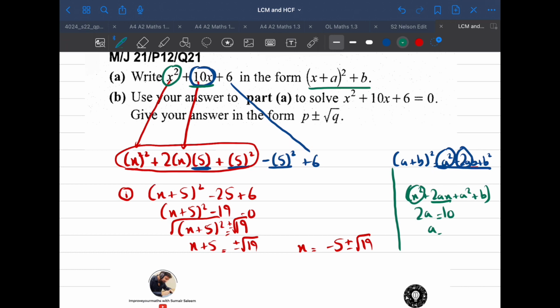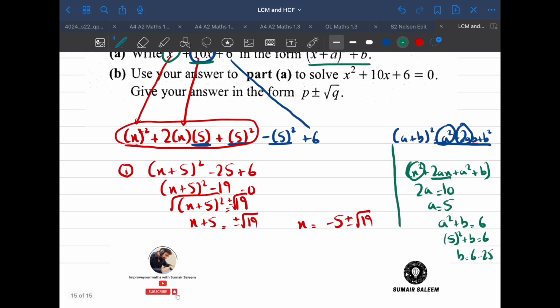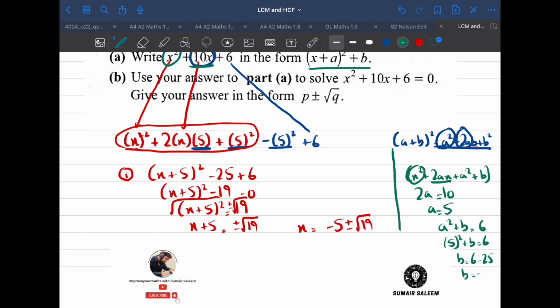Then what's written without x? It's 6. So a square plus b is equal to 6. A value क्या है बच्चे? 5 square plus b is equal to 6. 6 minus 25 बच्चे, b की value minus 19. Are we getting the same thing? X plus 5 square minus 19.